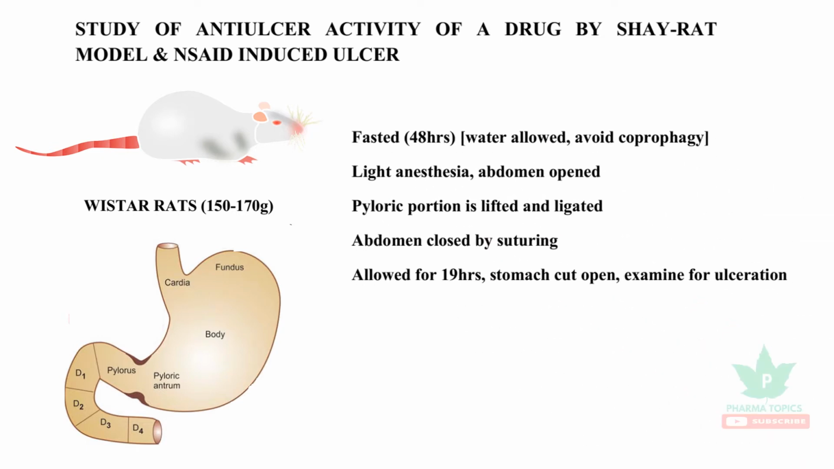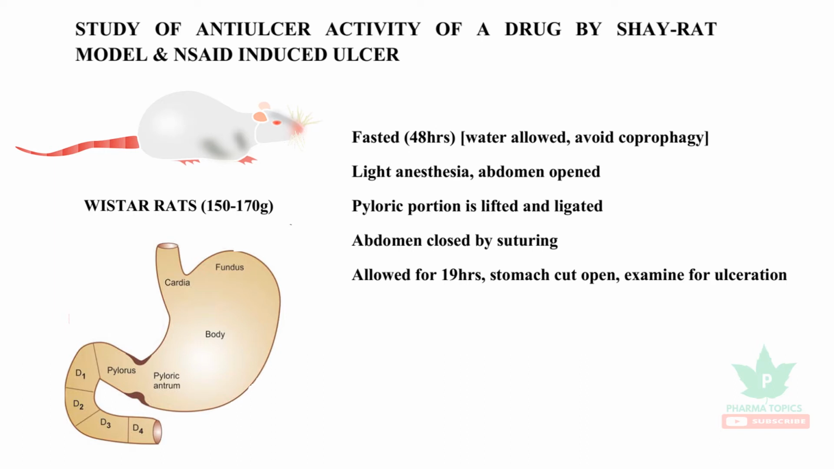The rats are fasted for 48 hours. No food is allowed, only water is allowed, and care should be taken to avoid coprophagy, because they may eat their feces since the food is deprived. Under light anesthesia, the abdomen is opened, the pyloric portion is lifted and ligated or tied. Then the abdomen is closed by suturing and the animal is left for 19 hours.